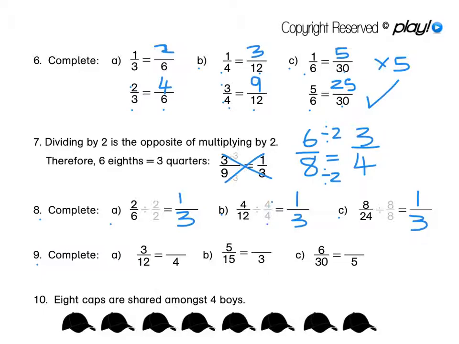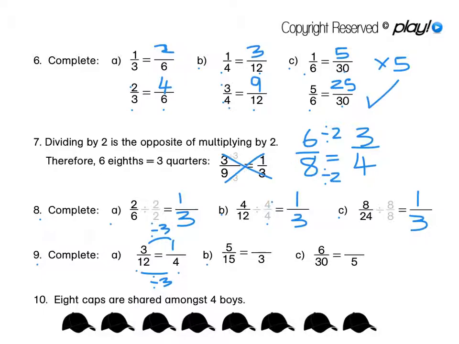Let's look at 9. Now we have to do some thinking work. From 12 to 4, we divide by 3. So the top we must also divide by 3. And 3 divided by 3 is 1. So 3/12 is equal to 1/4. And you check, we've divided by 3. And the top we've also divided by 3.